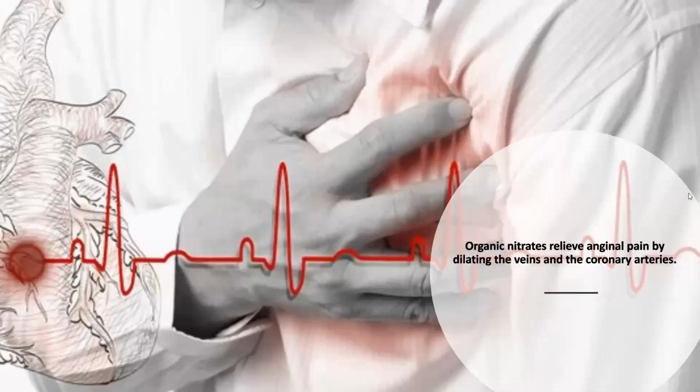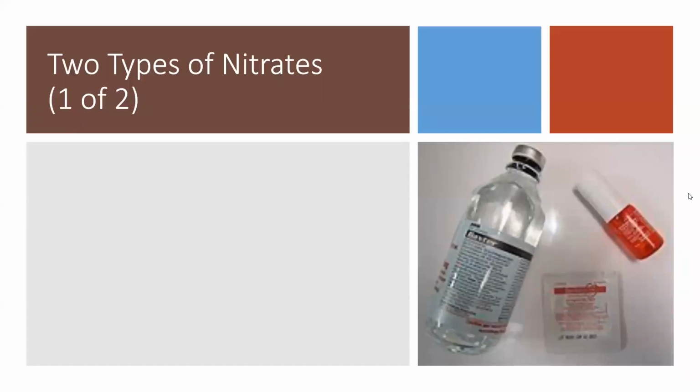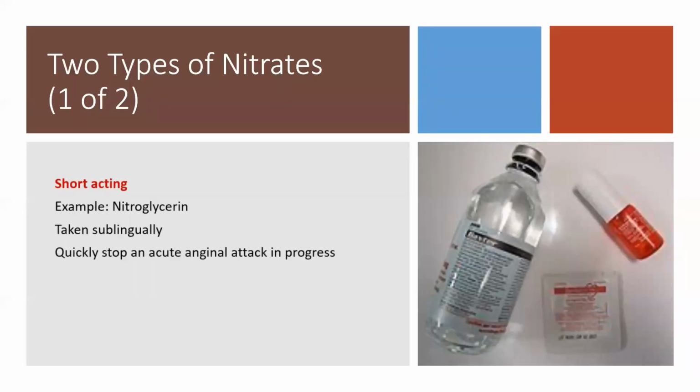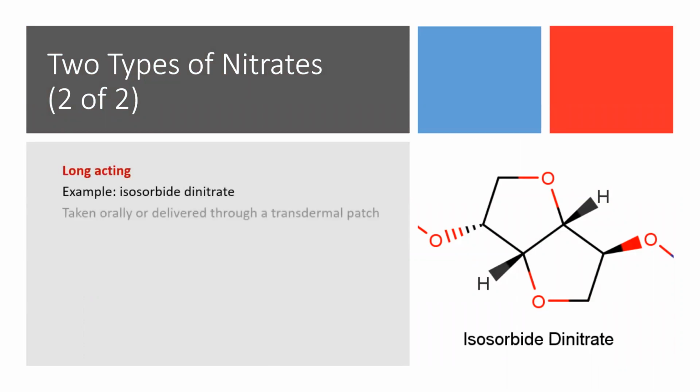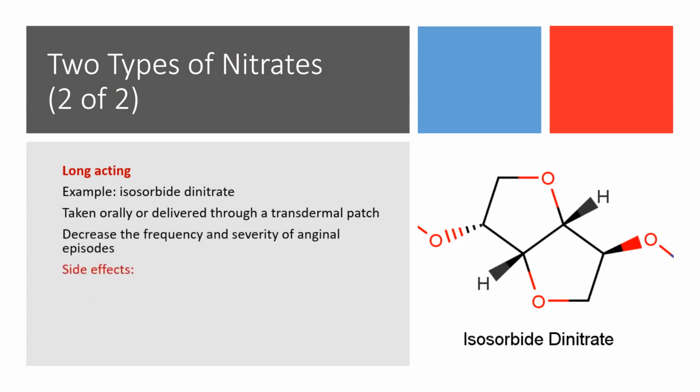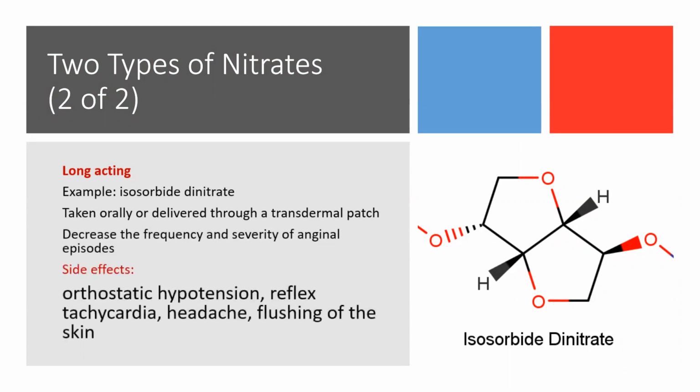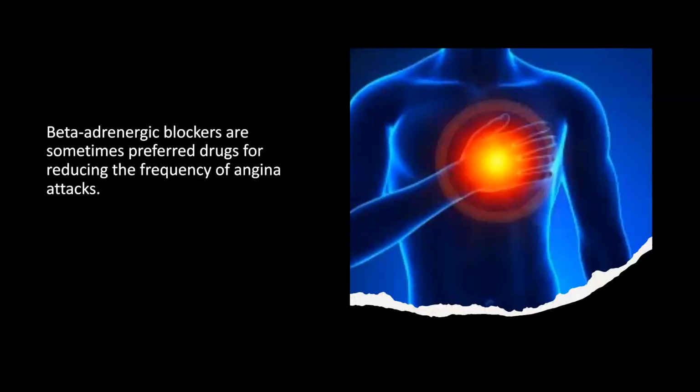Now, first let's talk about organic nitrates. They relieve the anginal pain by dilating the veins and the coronary arteries that we studied. So there are two types of nitrates. One is the short-acting, like nitroglycerin. They're taken sublingually and they quickly stop an acute anginal attack in progress. Then another type of nitrates is the long-acting, for example, isosorbide dinitrate. They are taken orally or delivered through a transdermal patch. They decrease the frequency and severity of the anginal episodes, but they have some side effects also, like orthostatic hypotension, reflex tachycardia, headache, and flushing of the skin.